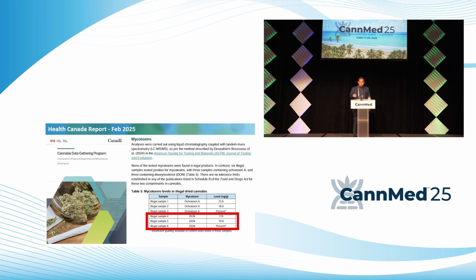This is their cannabis data gathering program. In that program, they took a look at both legal and illegal samples. What they found was a lot of deoxynivalenol in the illegal samples. That deoxynivalenol ranged in values. Sometimes they were able to quantify, sometimes they were not. But they also found ochratoxin A. Again, 0.1 ppm was the highest in those illegal samples for deoxynivalenol.